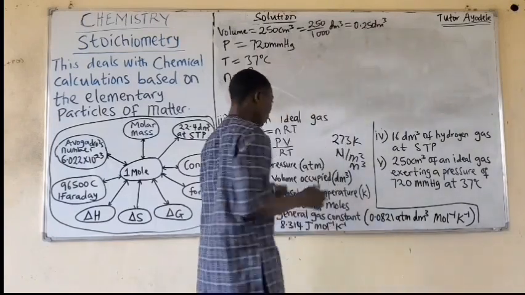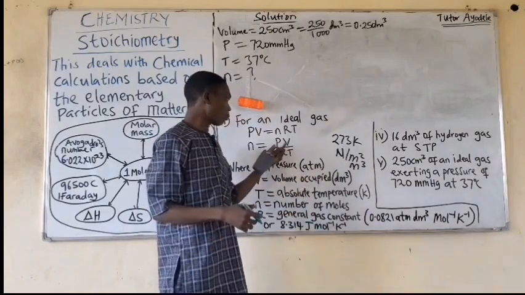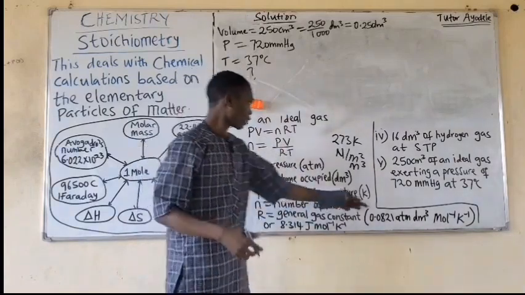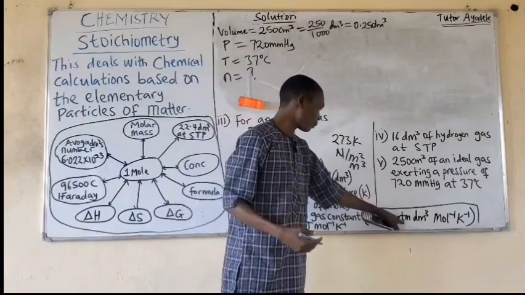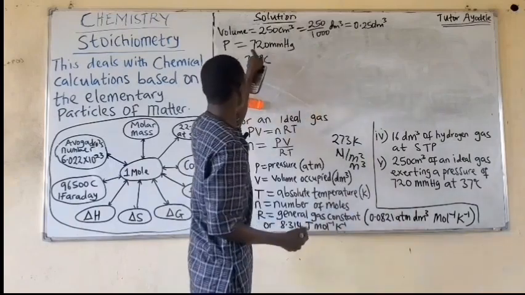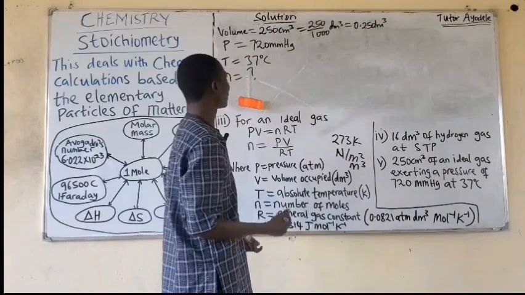Now our pressure. Is our pressure given in ATM? We said our pressure must be in ATM. Don't just substitute directly, you will get wrong answers. You have to convert the pressure to be in ATM. Is our pressure given in ATM? No, it's in mmHg, that is millimeter mercury.